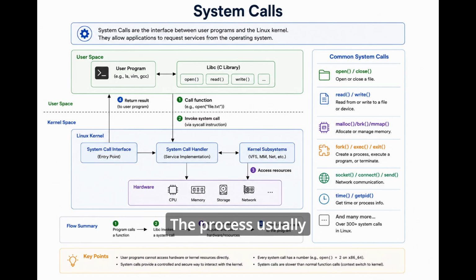For example, when a program reads a file, the process usually looks like this: application, system library, system call, kernel, file system, disk driver, hardware. Then the result returns back through the same layers. System calls are extremely important because they provide controlled access to kernel functionality. Without system calls, applications could not safely interact with the operating system.